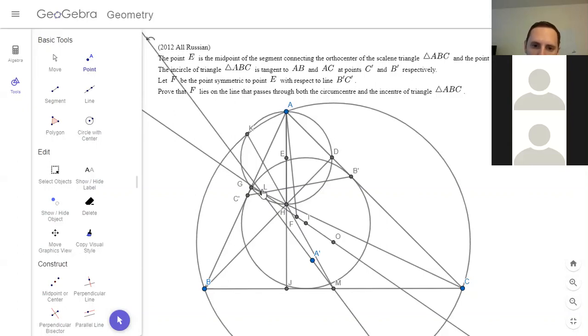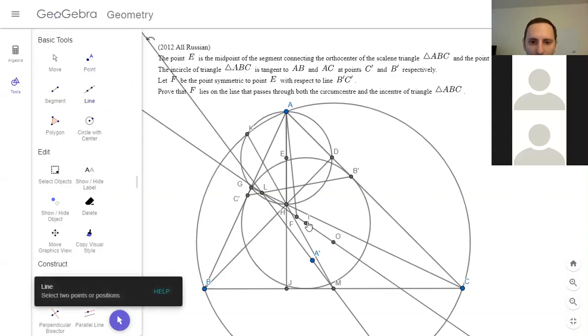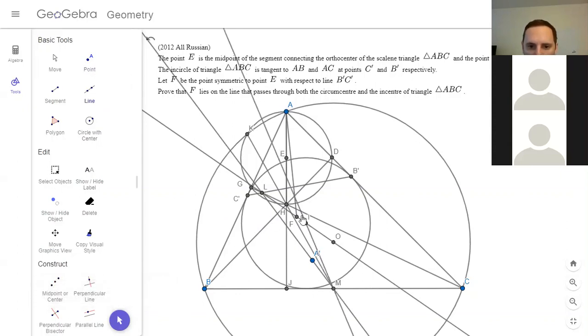And I wonder if IM is parallel to A prime F. No, it's close.